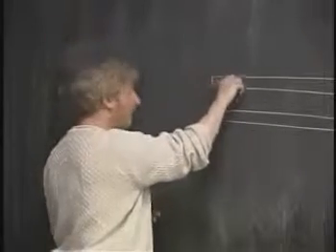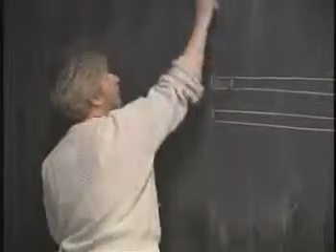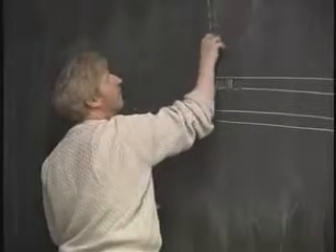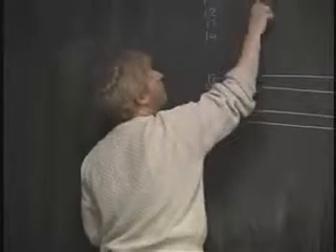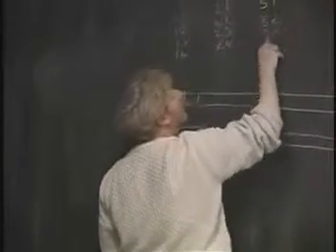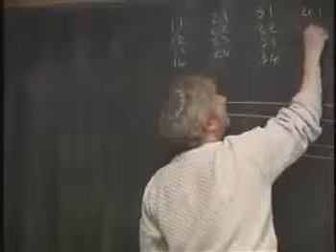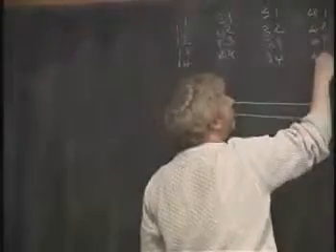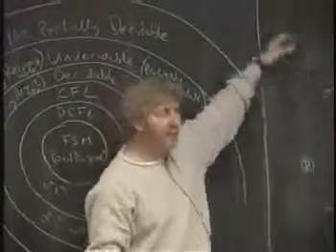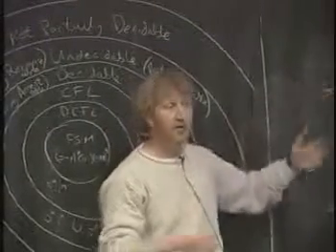So 1,1, 1,2, 1,3, 1,4, 2,1, 2,2, 2,3, 2,4, 3,1, 3,2, 3,3, 3,4, 4,1, 4,2, 4,3, 4,4. That's 16 possible, and you can see those 16 things here, 4 times 4. 16 possible paths of length 2. Try them all. If any of them succeed, you're done.